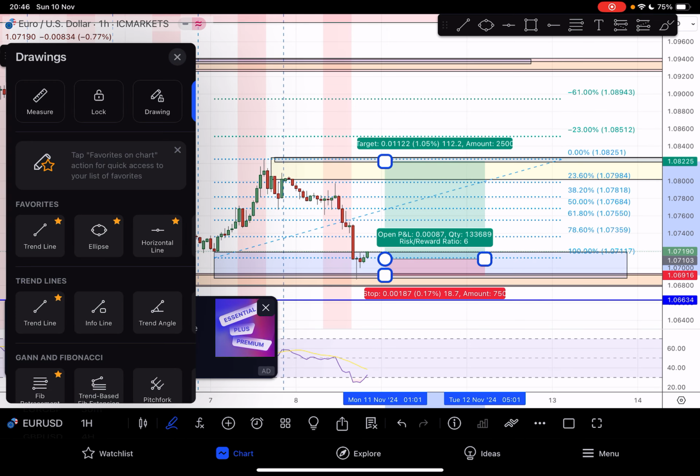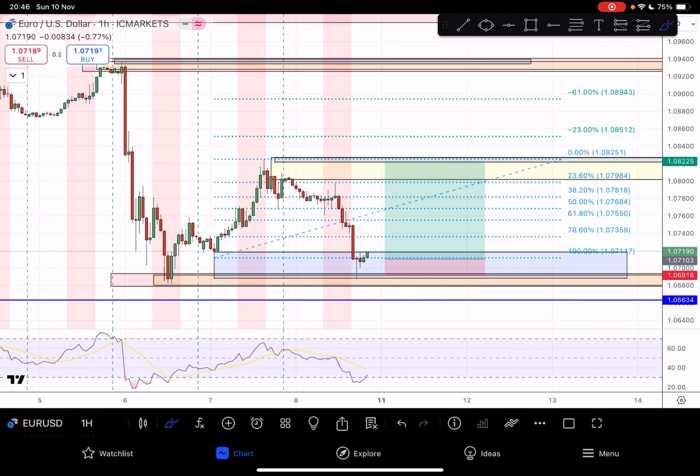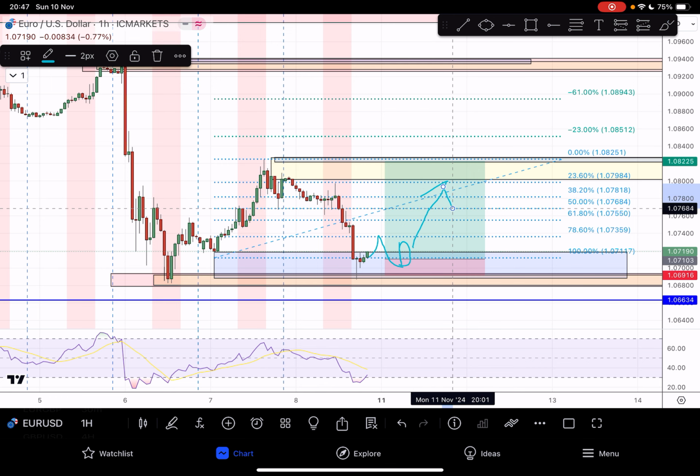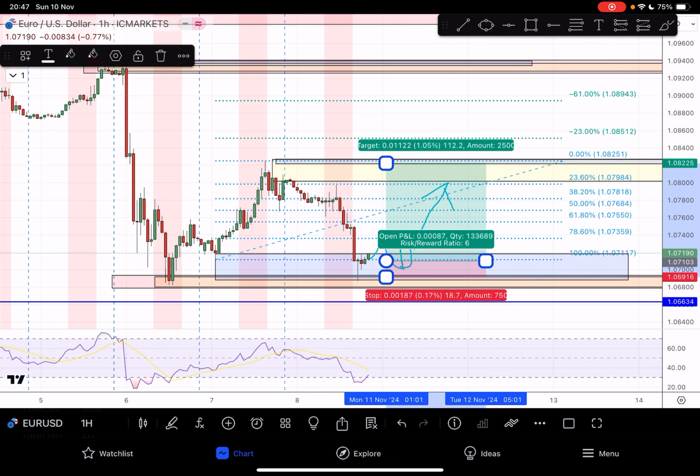So what we need to do is just wait for London session to open. Hopefully price just makes a double bottom on a H1. We enter on a nice bullish engulfing candlestick, and then we can bank 112 pips. If you trade £1 a pip, you risk £187 to make £1,122. Risk to reward ratio of 6, which is a very good trade.